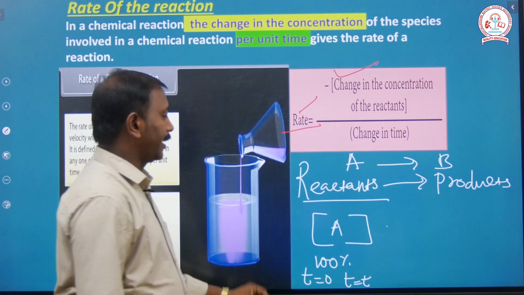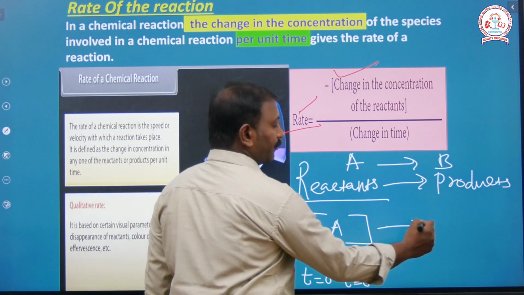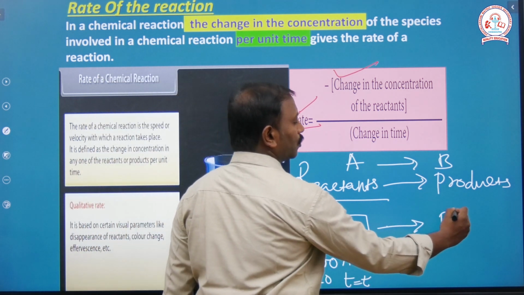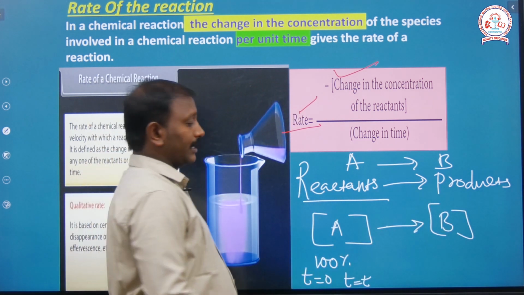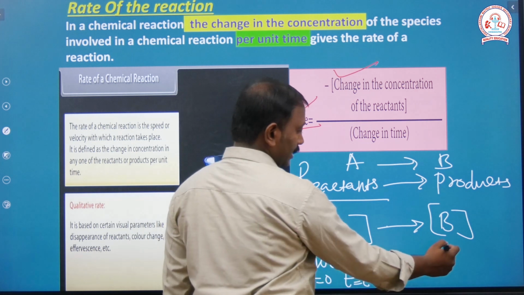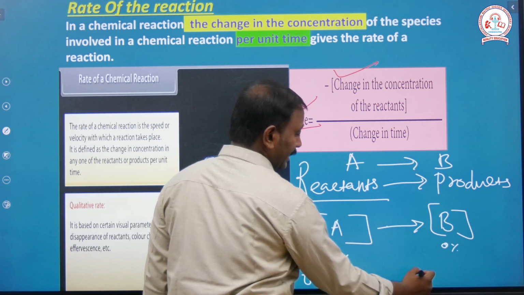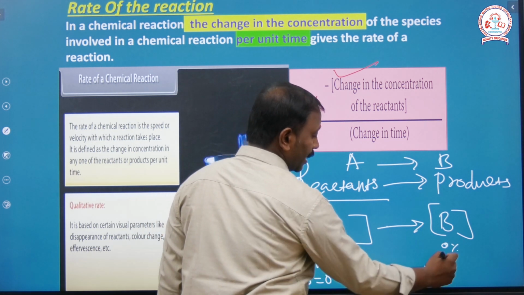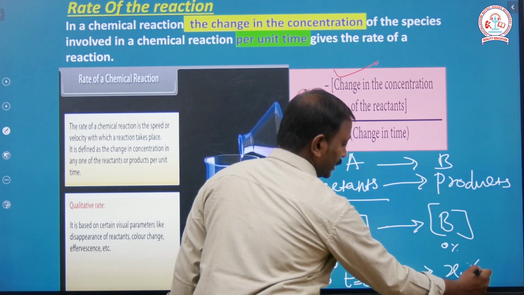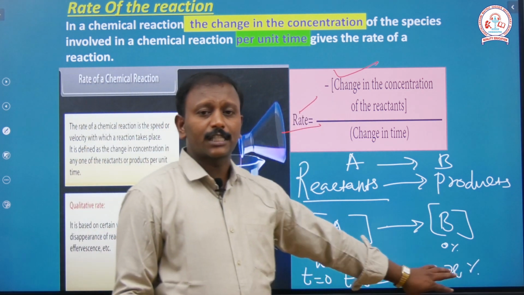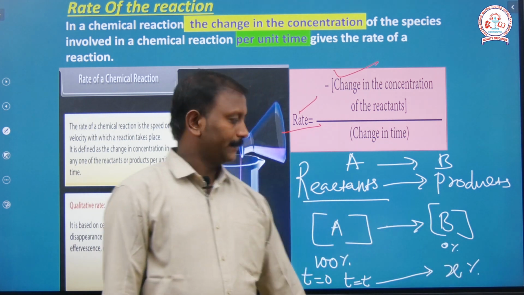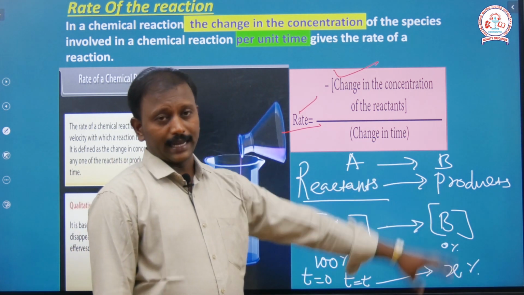After taking some time, A is converted into the product B. In the initial time, A is 100% and B is 0%. At time t, some percentage X is formed. We don't know how much is formed, but some percentage is formed. So that is the chemical reaction.